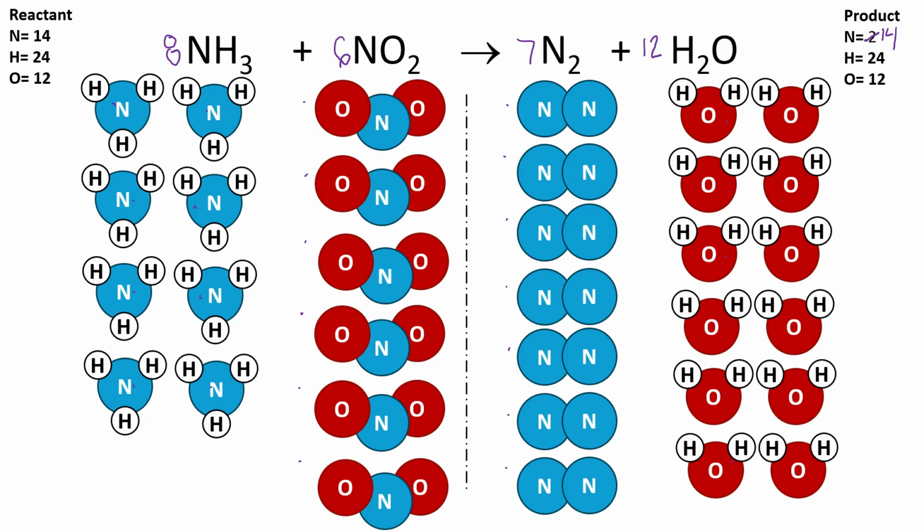So the reason why I have to double everything is because when I balance my hydrogens and my oxygens, I realize that I have 7 nitrogens on my reactant side, and there is no number that if I times by 2 will give me 7. So in this situation, I have to double everything so I can deal with 14 nitrogens on both sides.